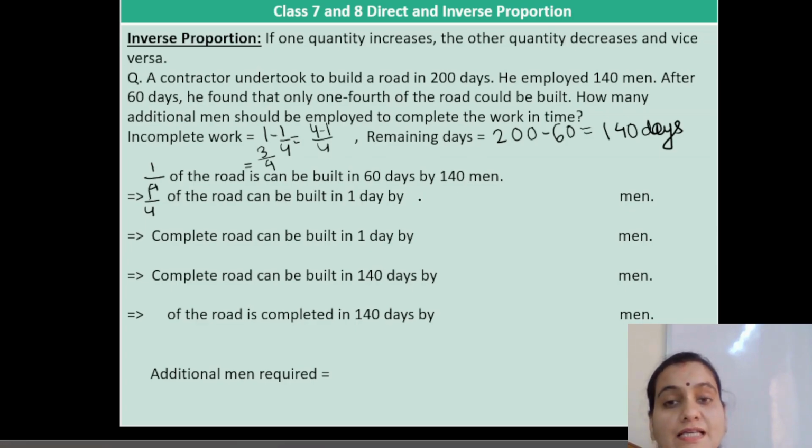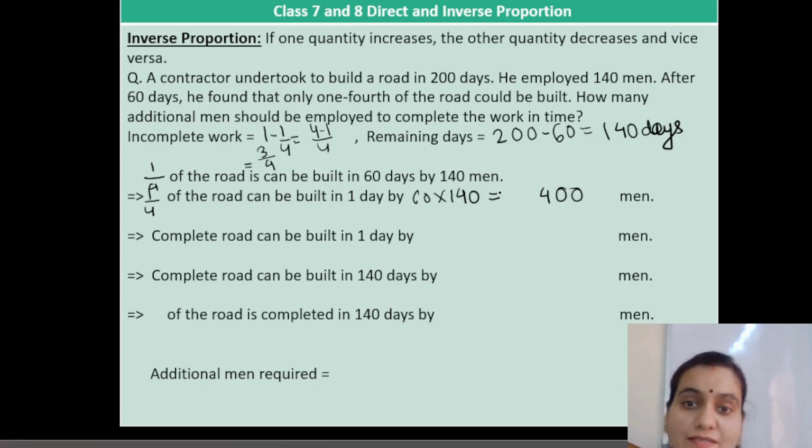Definitely it means 60 days into 140 men. That is the number of people that will be required if I want to complete the same 1/4 of the road in one day. So 0 0 I will write down here. 6 4s are 24, 2 gets carried over. 6 1s are 6, plus the carried over 2 is 8, and 4. 8,400 men will be required in one day to complete 1/4 of the road in one day.